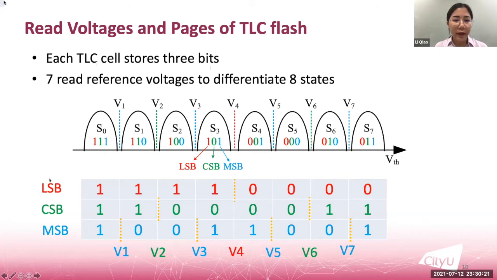To read an LSB page, one read voltage, that is V4, is applied, while two read voltages are used for CSB and 4 for MSB. According to existing work, we know that higher voltage states suffer more from retention errors because they have higher voltages. Thus, different pages will have different errors because they require different read voltages to read data.